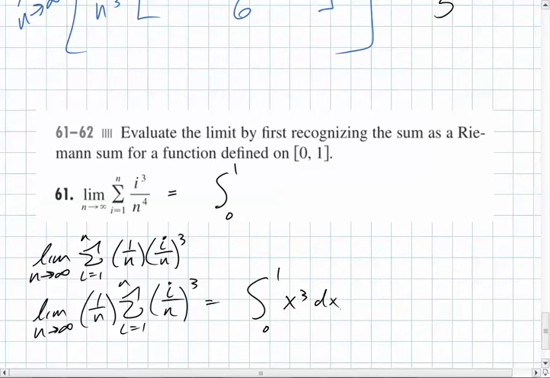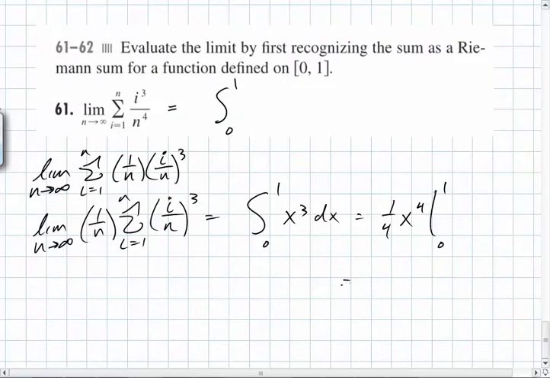That's all it is. And is that an integral you can do pretty easily? Yep. So what's that going to be? 1/4 x to the fourth from 0 to 1. When you plug in 1, what do you get? 1/4. Plug in 0, what do you get? 0. Done. You've recognized the Riemann sum as an integral, and then you've evaluated it. The recognition is hard sometimes. It is not easy sometimes.